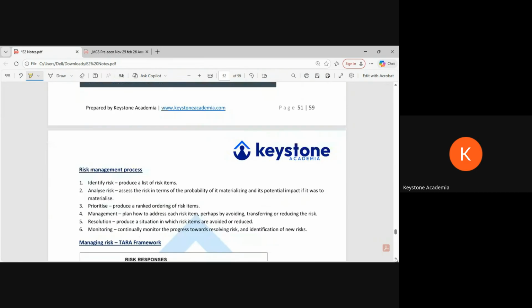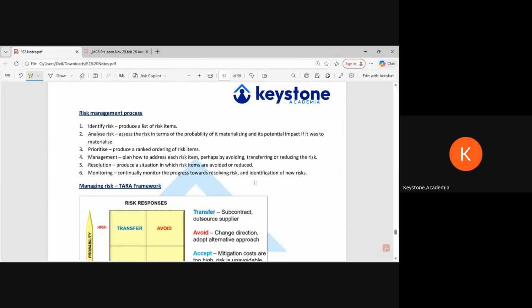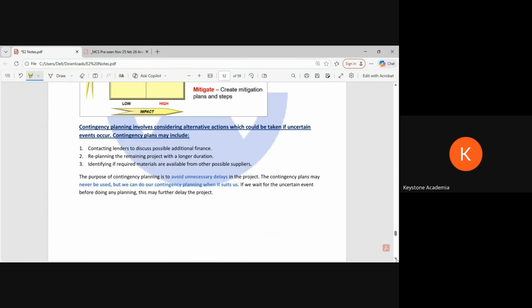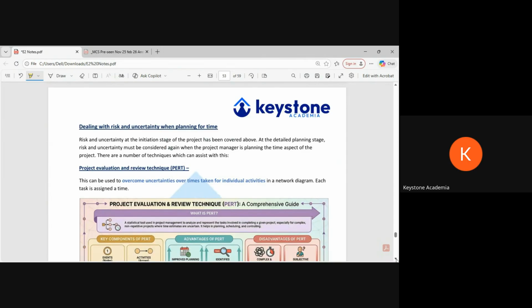Risk management is just repeated from the P2, the same thing. What are the processes? I hope this is clear with you guys. No need to go through it again. But risk is part of whatever we do. Dealing with risk and uncertainty.